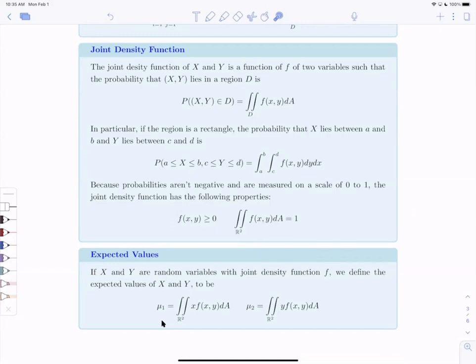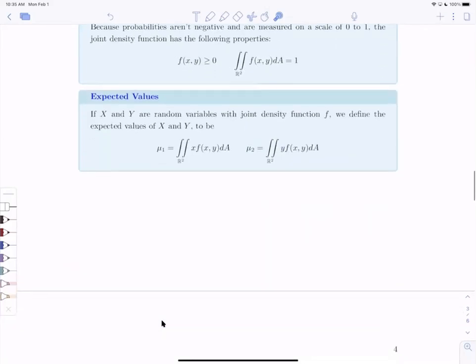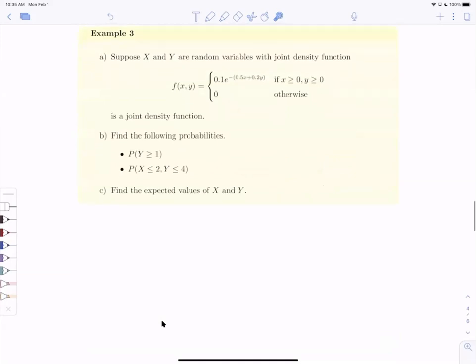Expected value of x and y is just mu1 and mu2, where mu1 is the double integral over R squared of x f(x,y) dA, and mu2 is the double integral over R squared of y f(x,y) dA. So as I said, there is nothing new, we just need to use those formulas to compute. So let's do example 3. This is really similar to your homework question.